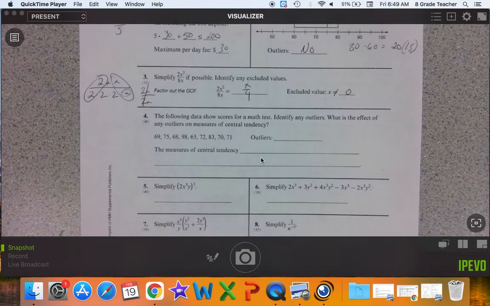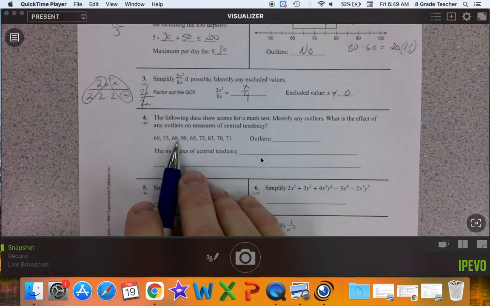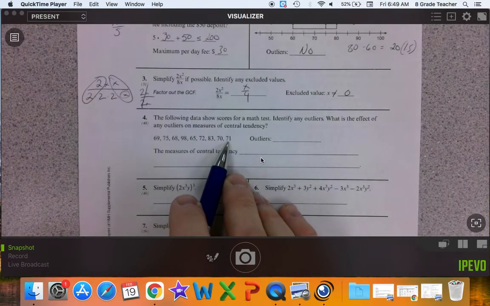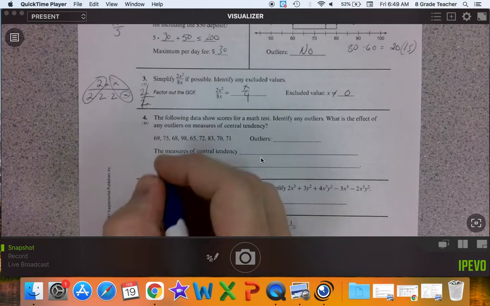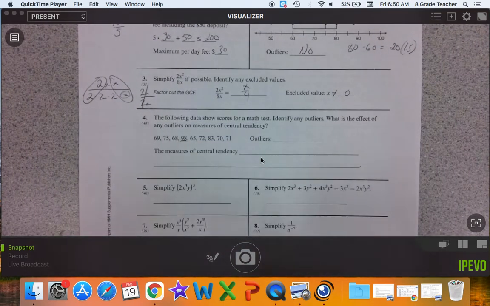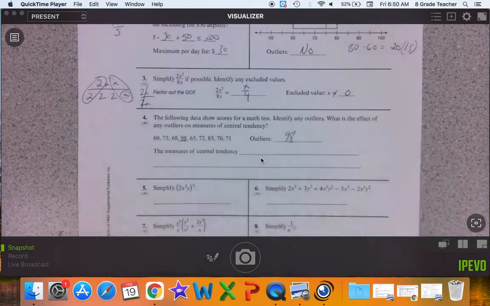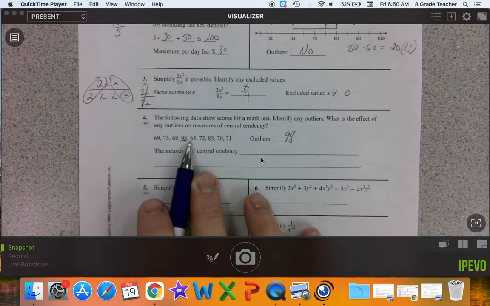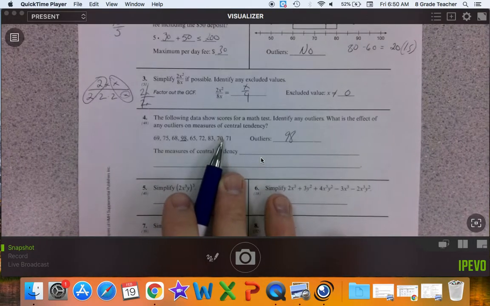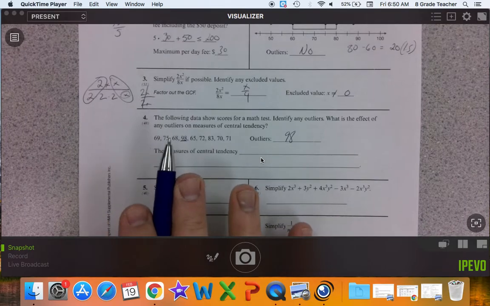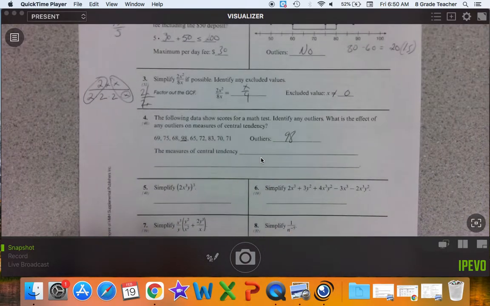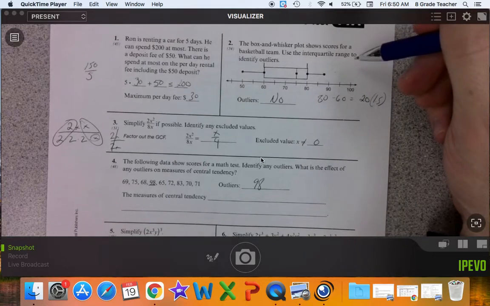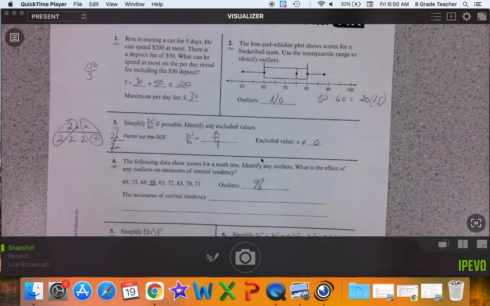Number 4, the following data shows scores for a math test. Identify any outliers. What's the effect of any outliers on the measure of central tendency? Here's your scores: 69, 75, 68, 98, 65, 72, 83, 70, 71. It looks like, obviously, 98 would be our potential outlier. Now, to check if it is an outlier, you would have to put this set of data in order from least to greatest, and then find the different quartiles of that set of data, and then use what we used in this example to find the interquartile range, multiply by 1.5 to see if it is greater than that.